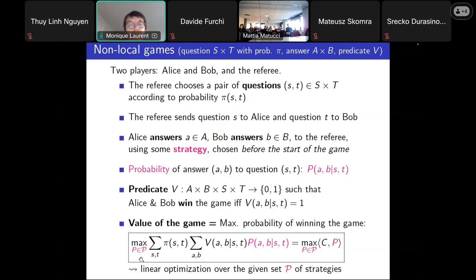And here P, what is it? We optimize over all probabilities which lie in a certain set script P, which will be the given set of strategies that Alice and Bob are using. So the winning probability of the game is this optimization problem. It's an LP over this set P. It's a linear programming problem over this set P. So we saw already yesterday in the talk of Omar such a probability of success for the quantum channel coding problem.